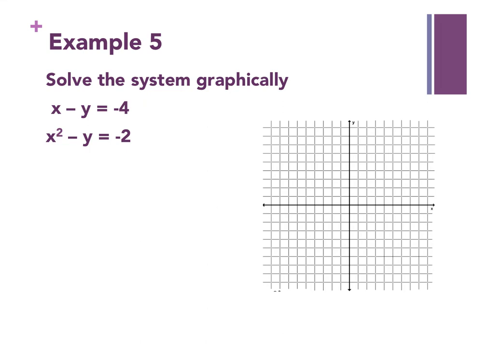All right, example 5, solve the system graphically. The first one, x minus y equals negative 4. So I could get negative y equals negative x minus 4, and y equals x plus 4. And start at positive 4, and my slope is up 1 and right 1, or down 1 and left 1. Doesn't matter which way you go.